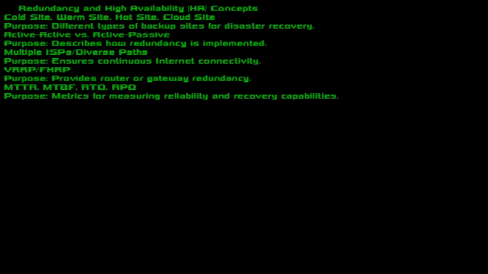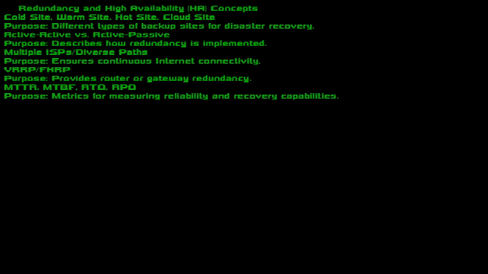Multiple ISPs. Diverse paths. Purpose: ensures continuous internet connectivity. VRRP, Virtual Router Redundancy Protocol. FHRP, First Hop Redundancy Protocol. Purpose: provides router or gateway redundancy.